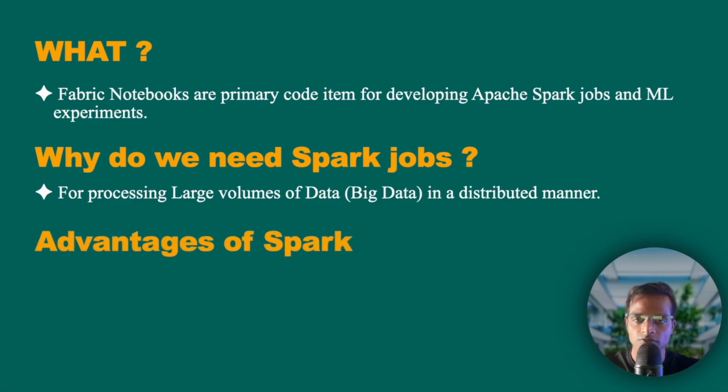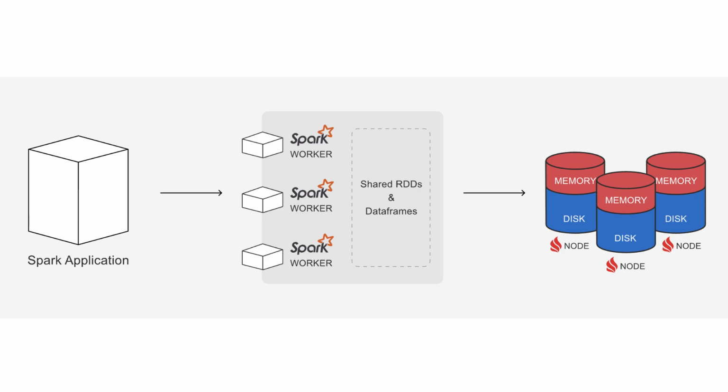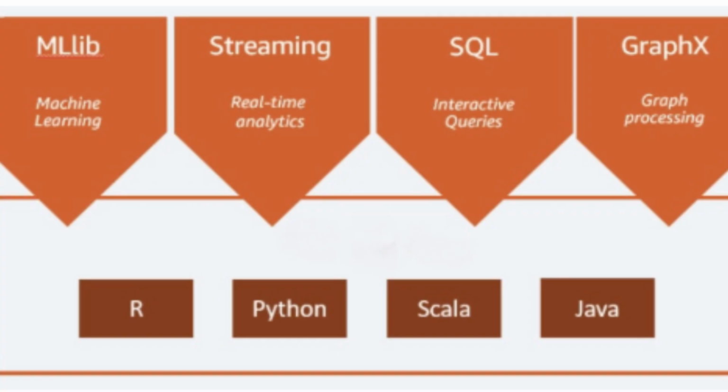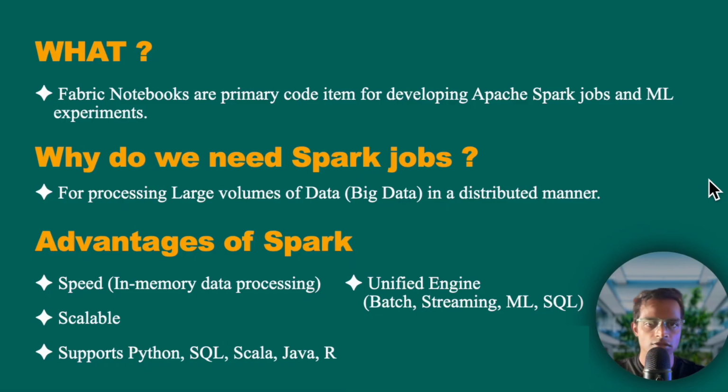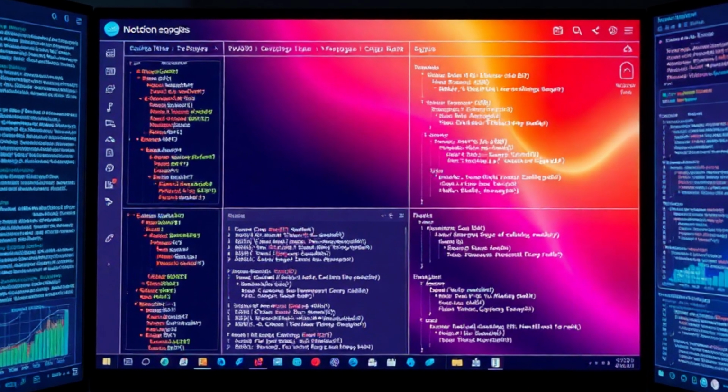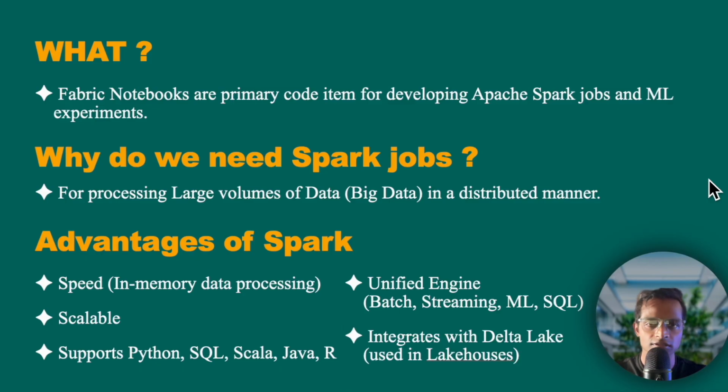Now, what are the advantages of Spark? The first advantage is its speed because Spark processes data in memory. The second advantage is its scalability. We can scale our Spark jobs to any number of nodes. The next advantage is its multi-language support. Spark supports Python, SQL, Scala, Java, and R. And then it is a unified engine. We can process batch loads, streaming loads, machine learning loads, SQL, everything inside a single Fabric notebook. And then finally, it integrates closely with Delta Lake, which is the native format in the Lakehouse.